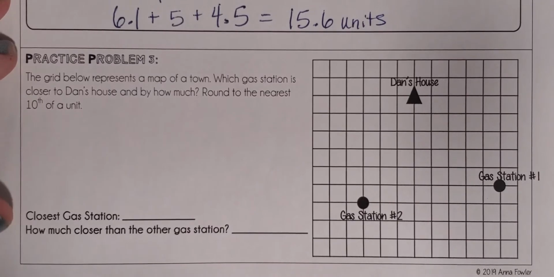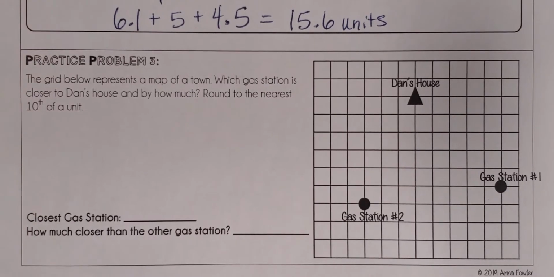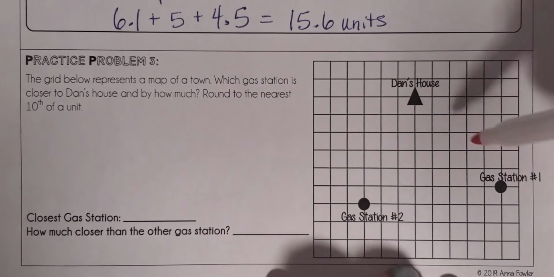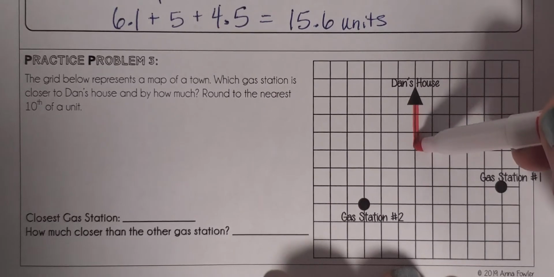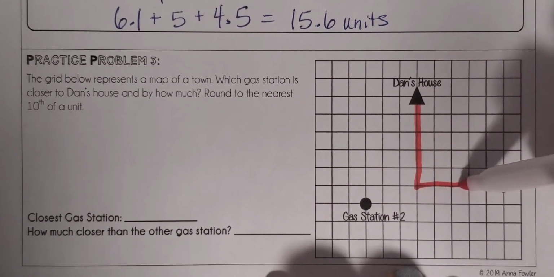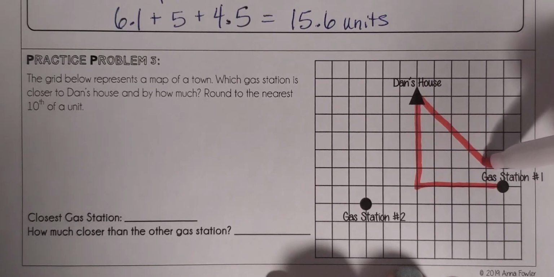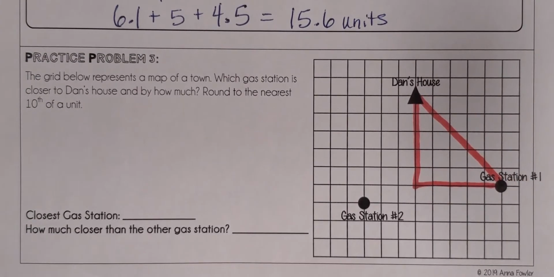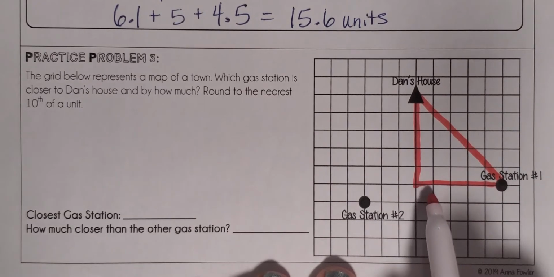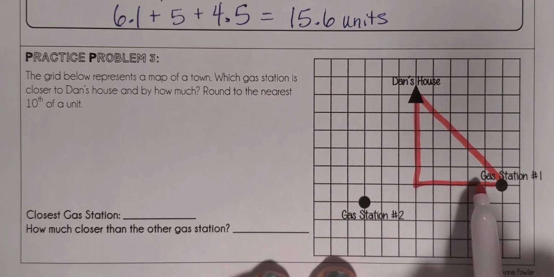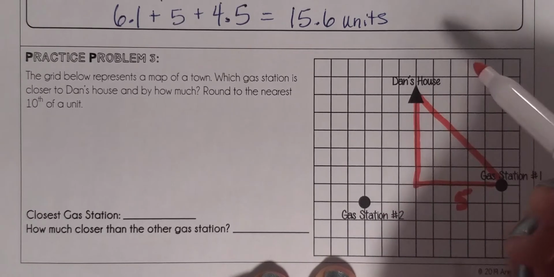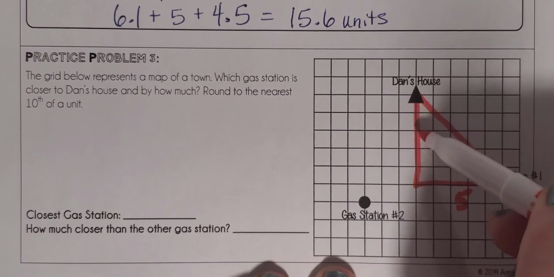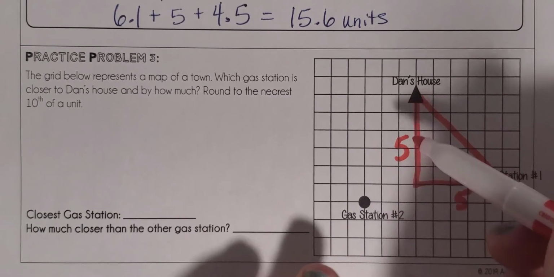All right, so the last problem. The grid below shows a map of the town. Which gas station is closer to Dan's house and by how much? Round to the nearest tenth of a unit. So we're going to make a right triangle going from the gas station to Dan's house. So start by going down and over. And then I'm going to show that angle by drawing the diagonal. So this lower part is 1, 2, 3, 4, 5 units. This vertical part is 1, 2, 3, 4, 5 units as well.